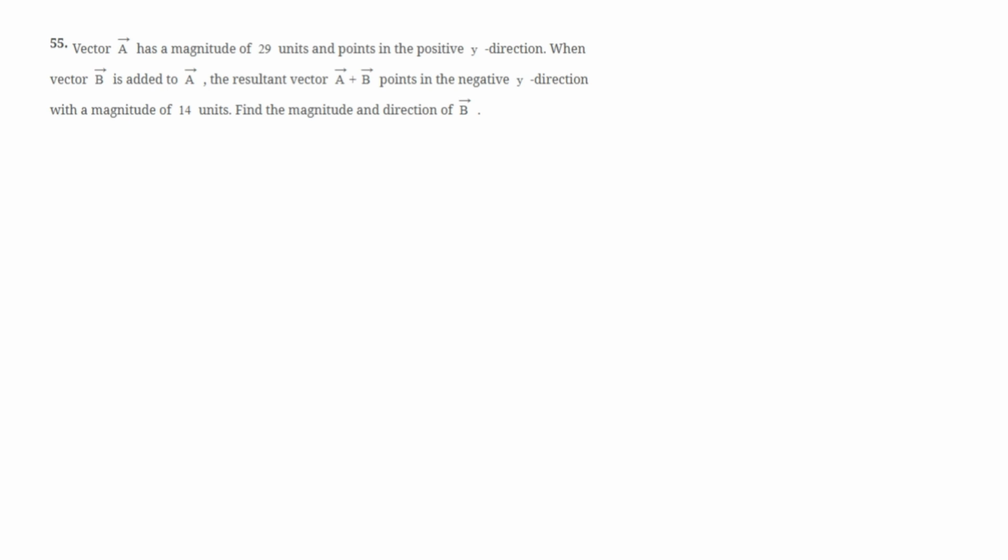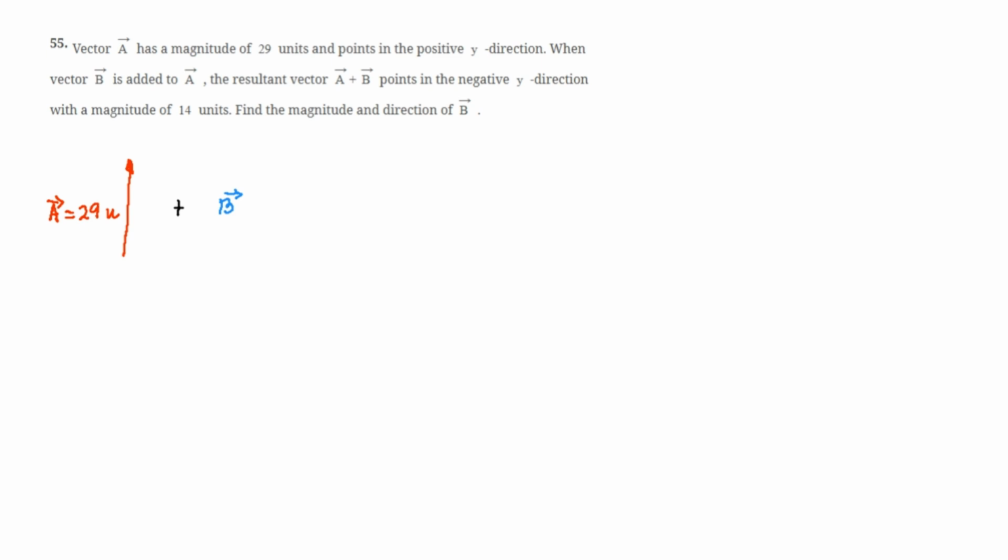Okay, let's see a representation of this. Let's represent it graphically. I have a vector A that points upward, and this vector A has a magnitude of 29 units. We are adding this vector A with a vector B that I don't know. I am adding the vector A with a vector B. My vector B is unknown.